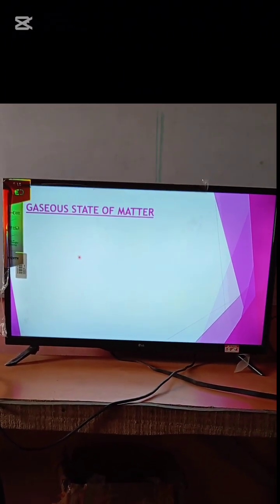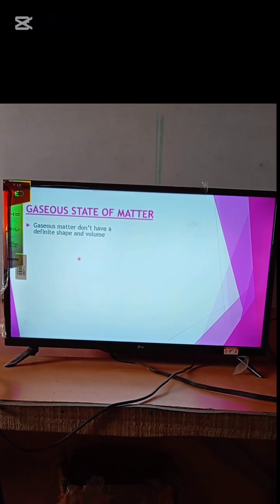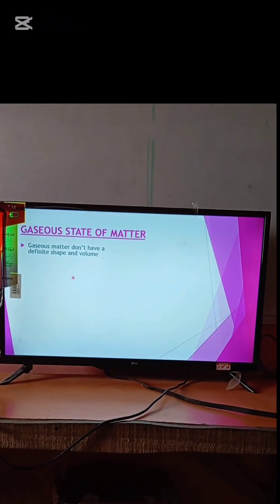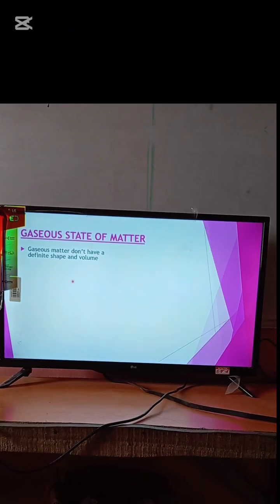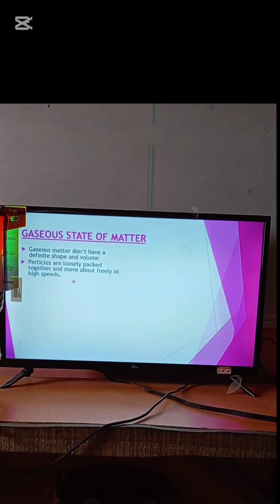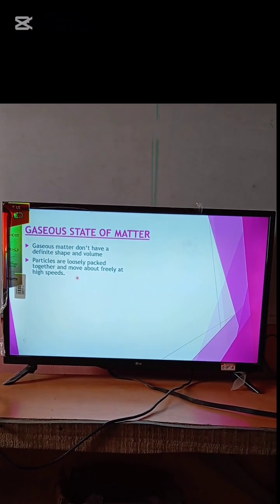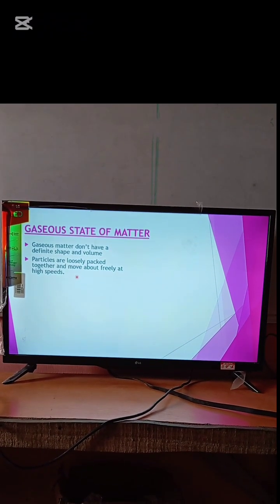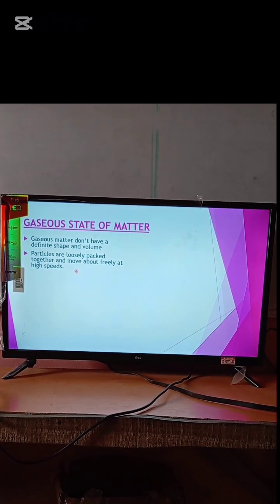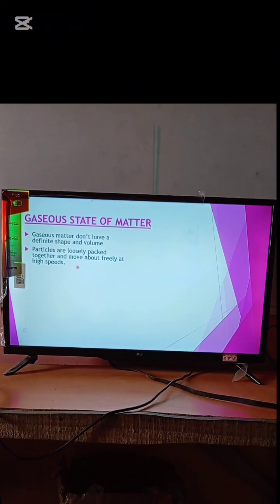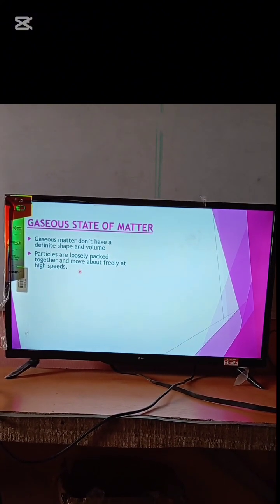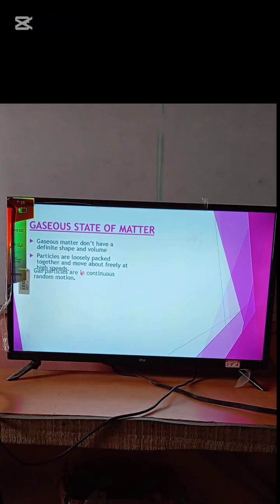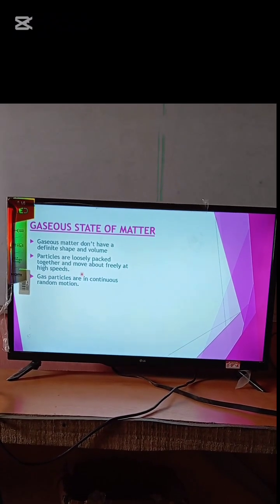Gaseous matter does not have a definite shape, and their volume is negligible. Particles in the gaseous state are loosely packed together and move about freely at high speed. They move about freely at high speed, so they possess the highest kinetic energy. They can move freely.